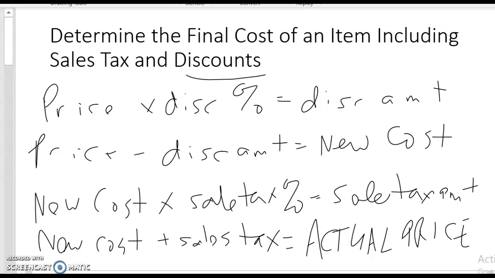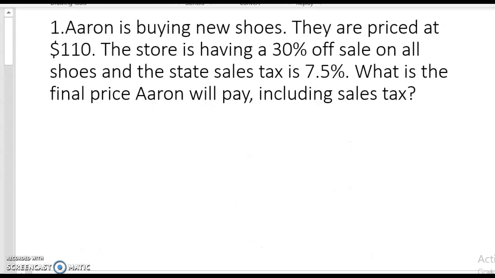Let's go ahead and do a problem with some numbers where it might actually make sense. So Aaron is buying some new shoes. Yeah, Aaron, I love shoes. They are priced at $110. The store is having a 30% off sale on all shoes. And the state sales tax is 7.5%. So what is the final price that Aaron is going to pay, including sales tax?